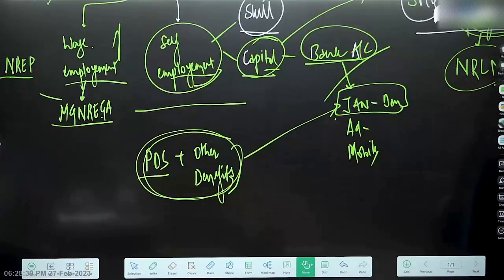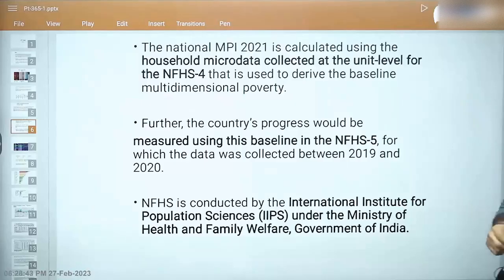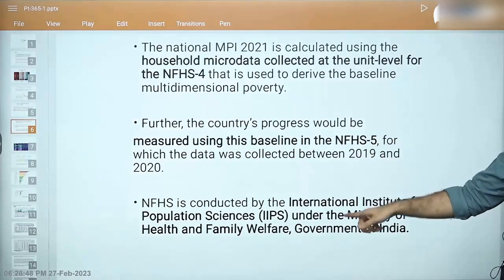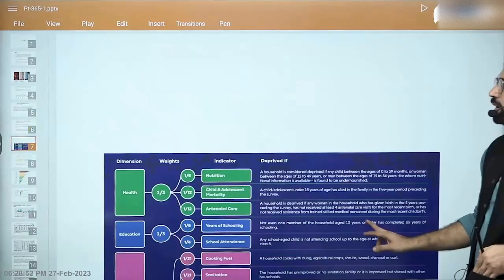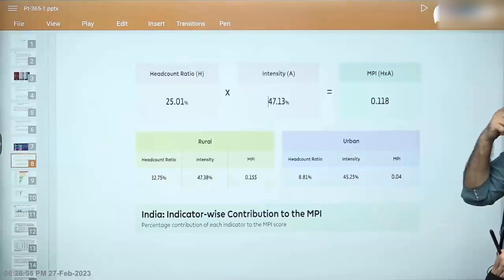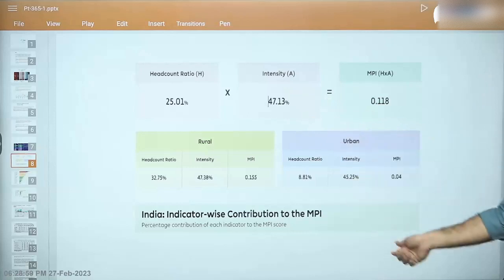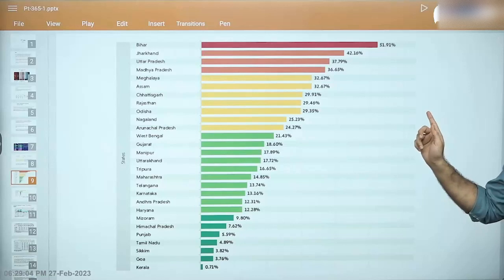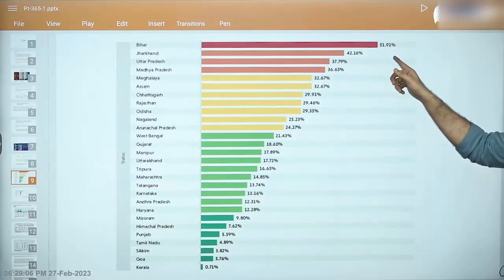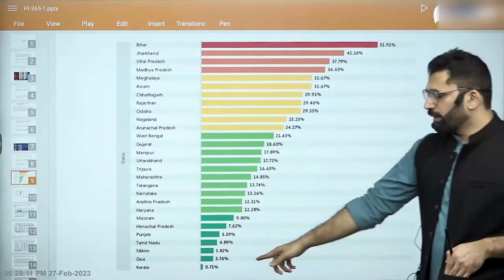So multidimensional poverty index, NFHS 5 data is what is being used to calculate it. Niti Aayog. NFHS is given by International Institute for Population Sciences under Ministry of Health and Family Welfare. These are the indicators. The head count ratio and the intensity is the same, incidence and intensity. This is last year data. And the performance of states. Again, this is last year. Bihar has the highest number of people with multidimensional poverty, 51.91, and the minimum is Kerala.